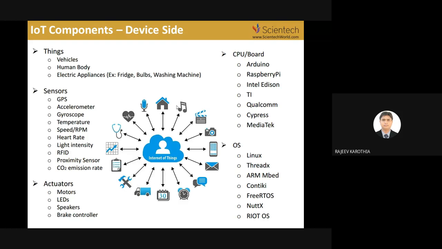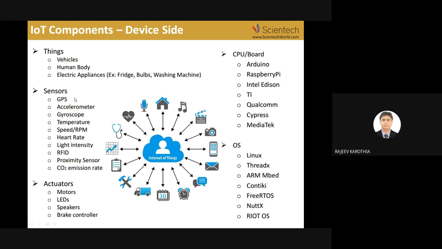From the device side, previously we have seen all the different applications. Now what are the things or devices we need to make all these applications? First of all, we need things, any device, for a vehicle, human body, or any electric appliance. For example, if you have a bulb in your home and you want to make it a smart bulb, then first of all, your bulb is your device or thing. Then you have to put some kind of sensors to make this bulb smart. So first component is the device.